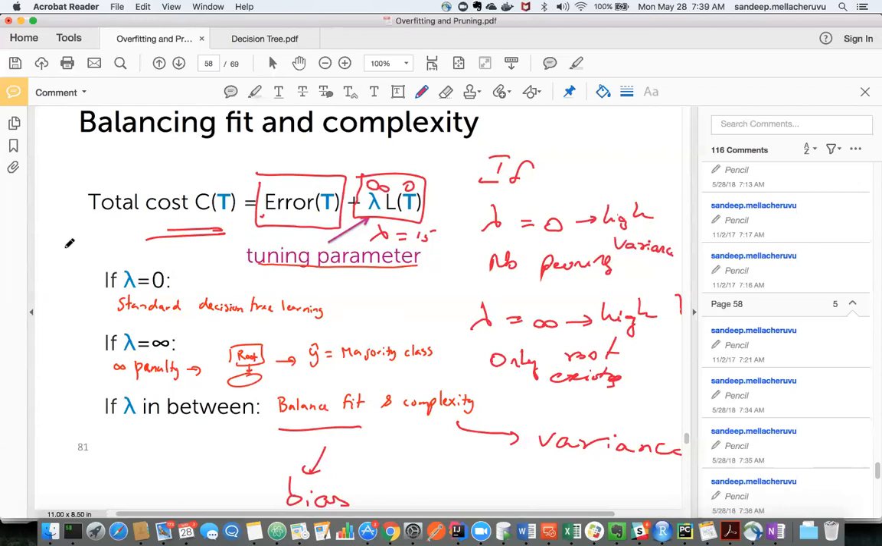Whichever lambda is giving you the minimum validation error is what you have to choose. You try out various lambda values, and wherever you find the lambda value that is giving the minimum total cost, that is the lambda value you have to choose. Yes or no? It is based on train, validation, test data sets.